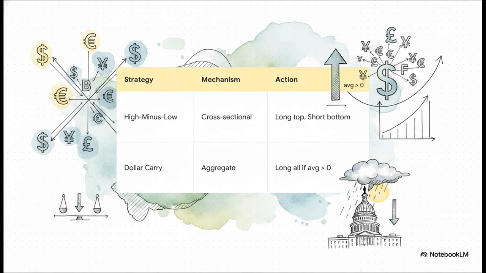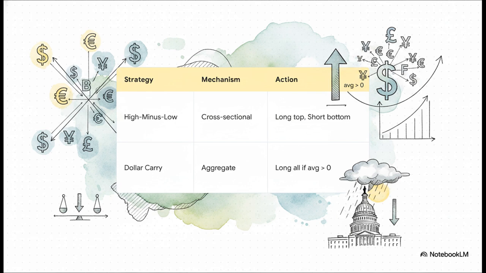And quants, of course, don't just do this with one random currency pair. They scale it up into two major strategies. First, we have the high minus low carry. This is a cross-sectional portfolio. You calculate the forward discount for a whole basket of currencies, right? Then you go long on the top quantile, the ones with the very highest forward discount, and you short the bottom quantile. It ends up being a zero-cost, dollar-neutral portfolio.